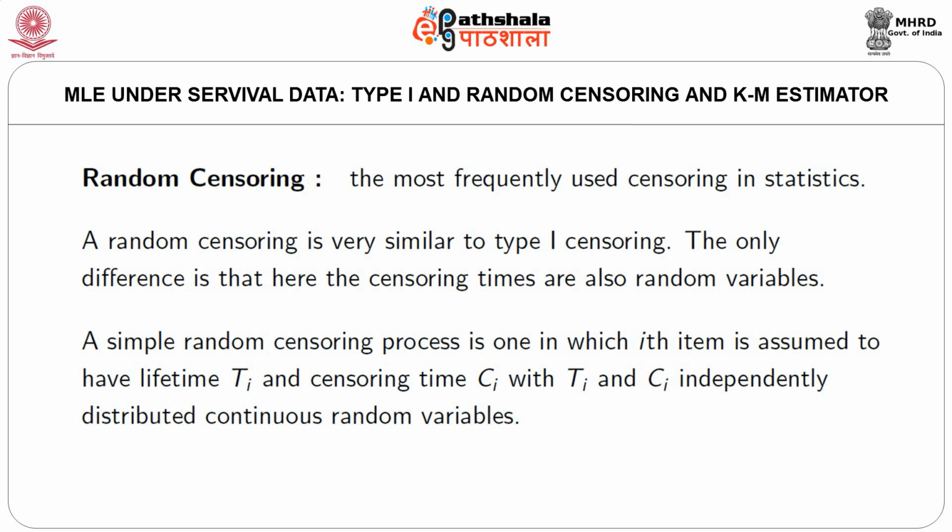Now we are going to discuss random censoring, which is the most frequently used censoring in statistics. A random censoring is very similar to type 1 censoring. The only difference is that here the censoring times are also random variables. A simple random censoring process is one in which the ith item is assumed to have lifetime capital Ti and censoring time Ci, with Ti and Ci independent continuous random variables.